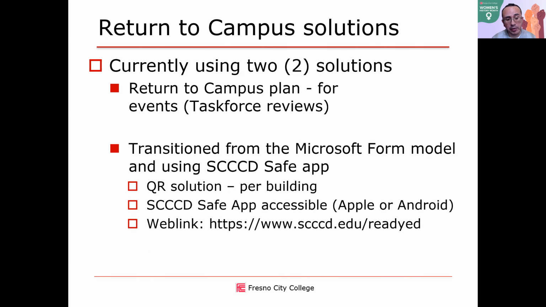It's an app that you can download on your phone. And if you don't want to download it, we'll talk a little bit about an alternate way of capturing that information. It does two major things. It provides us with a way to ask you a health screening questionnaire, which we'll discuss in just a little bit, as well as letting us know which locations you have entered for contact tracing purposes. So it's a QR code solution. The QR code solution is on a per building level. The app can be downloaded from an Apple or Android device, either way.